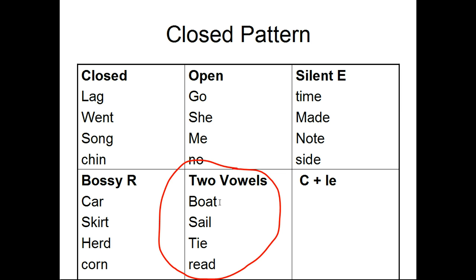After you've made those comparisons, then you want to start thinking about what sound the vowel is making. The child will notice that the first vowel is saying its name, and the second vowel is being completely quiet. Again, that's very similar to what was happening with that silent E pattern. That second vowel, which happened to be the E, was completely quiet. Well, the same thing has happened here with the two vowels. The second one is being completely quiet.